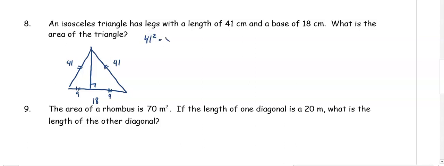41 squared equals x squared plus 9 squared. 1681 is equal to x squared plus 81. 1600 is equal to x squared. So x is 40. So our height is 40.